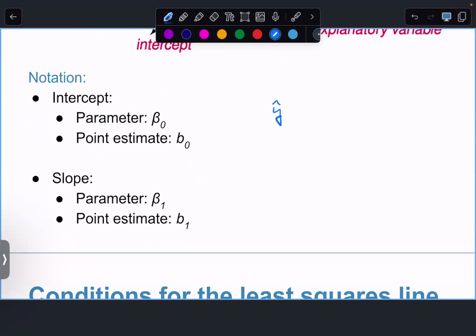So far, y hat is b naught plus the slope. Well, we're trying to learn about beta 1, but we don't have it. So we take our sample information, our point estimate for beta 1, and call it b1. Why not? Times x. So this is the model that we'll be building.